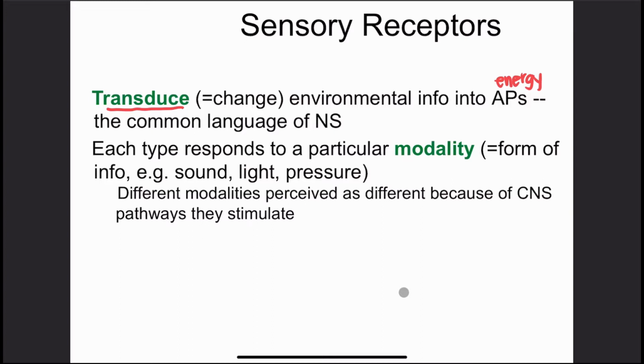These different sensory receptors are going to respond to a different type of stimulus. This is called a modality. So it could be pressure, light, vibrations, or chemicals, and that would be the modality of these sensory receptors. The modalities are perceived as different because they are going to stimulate different pathways within the central nervous system. They're going to innervate different parts of the brain and be integrated or processed in a different way.